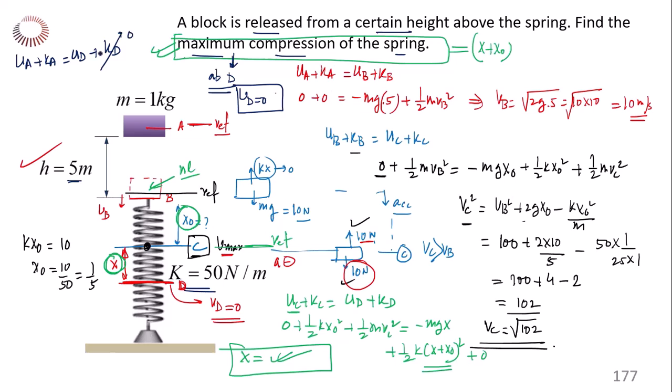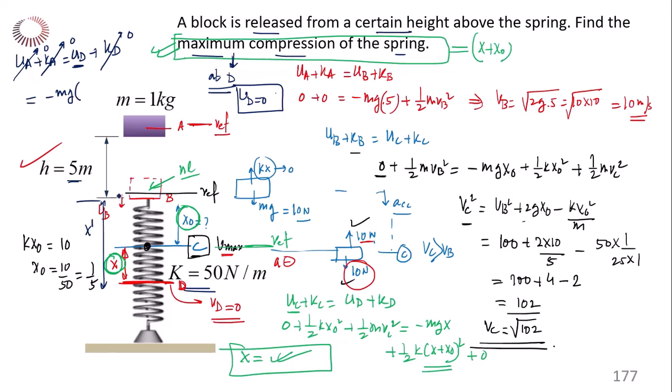Now kinetic energy at D is 0. Initial potential energy is also 0, and kinetic energy is also 0. So what is the final potential energy? That is the value of UD. So UD is minus mg into 5 plus, if I want to calculate the distance between B and D using one single variable, let us say this number is x prime.